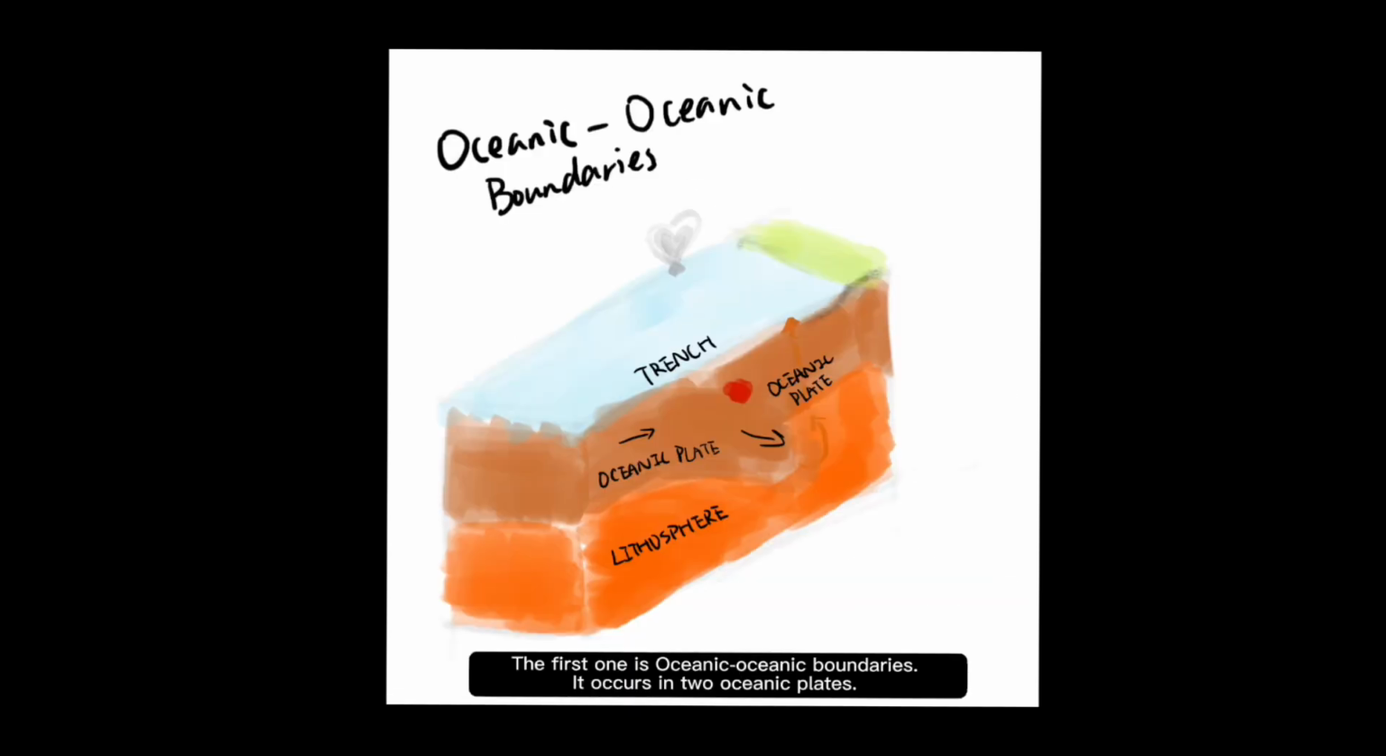The first one is oceanic boundaries. It occurs between two oceanic plates. A magma pool is formed due to the density of the plates, which rises to form volcanoes. Repeated eruptions can eventually create a chain of islands that can expand and combine to build a bigger continent.